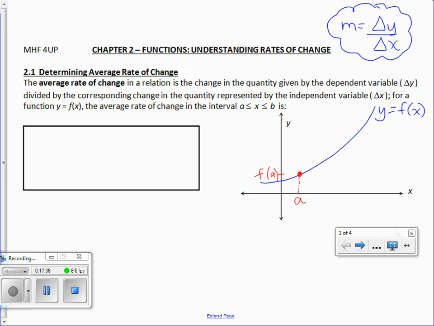If I find another point here, and I call this point B.